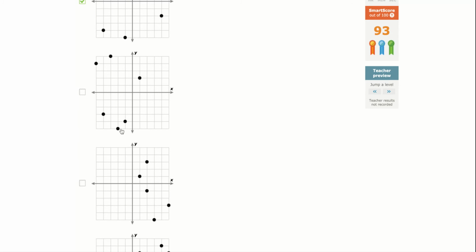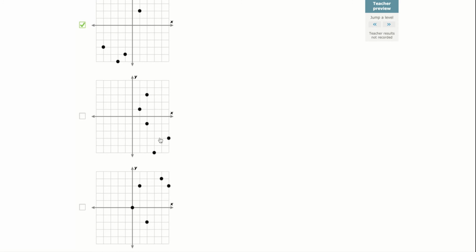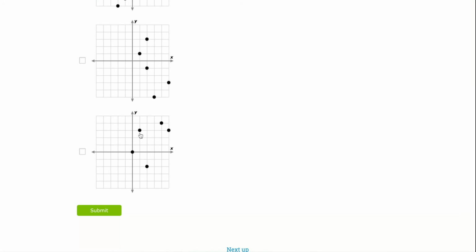I don't see any points lined up vertically. That's a function. This has points lined up vertically. It's not a function. This doesn't have any points lined up vertically. That's a function.